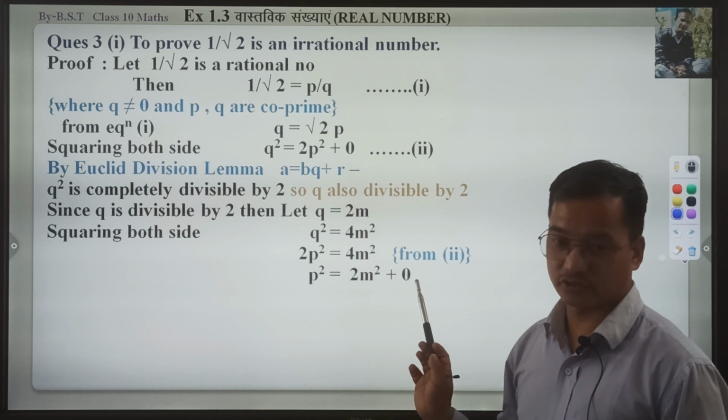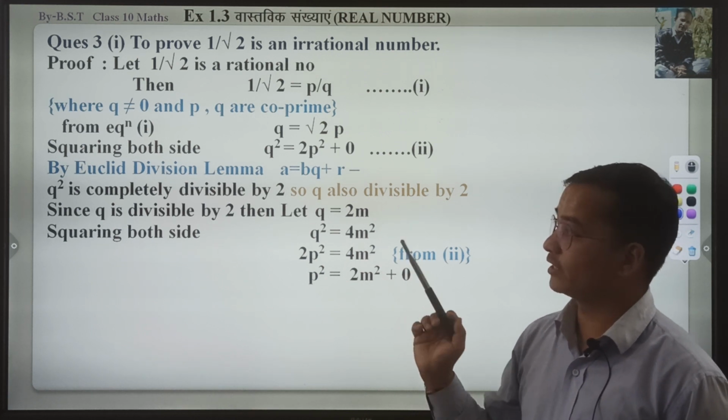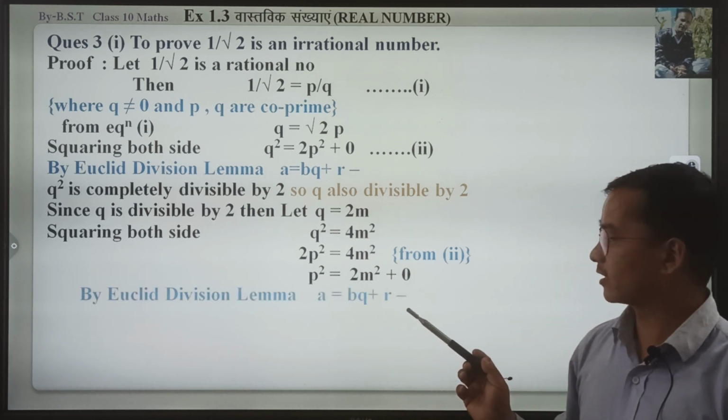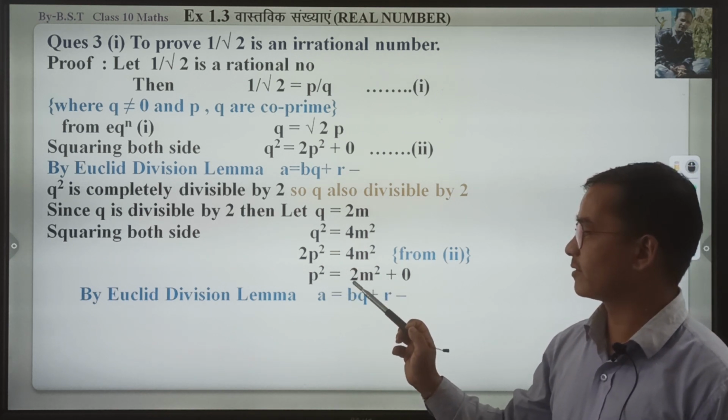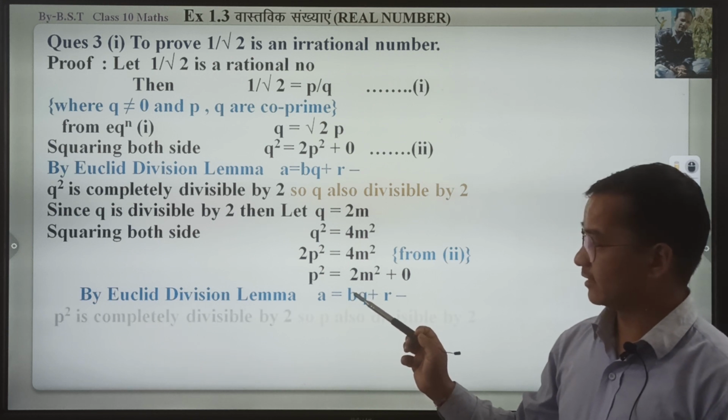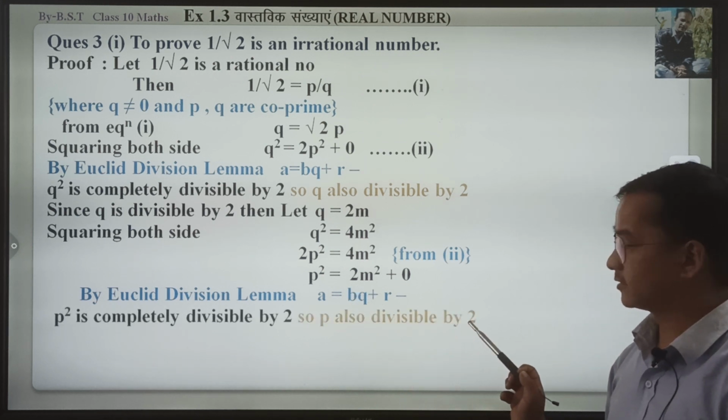You can write this as plus 0. Again by using Euclid's division lemma, a equal to bq plus r, we see that the remainder is 0. It means this p square is completely divisible by 2. So we can say p is also divisible by 2.